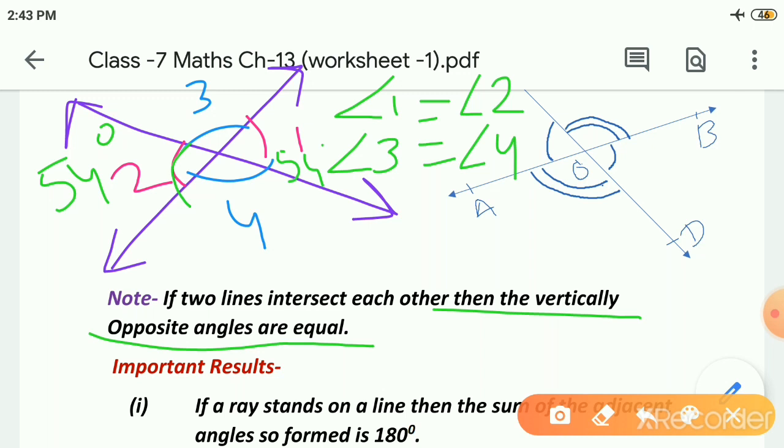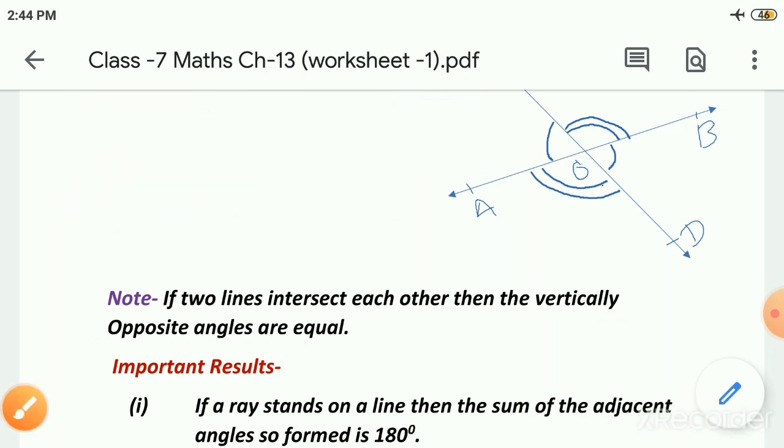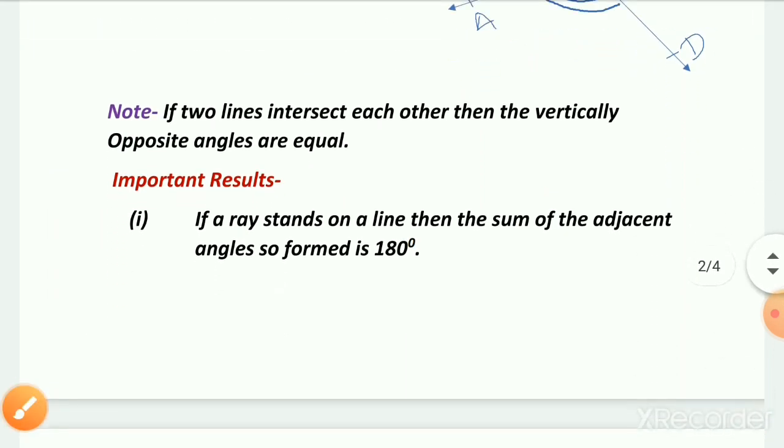There is a proof in your book also, but at your standard we will not do this. In senior classes you will learn the proof. For now you just have to learn that when two lines intersect, vertically opposite angles are always equal. Now there are certain important results.